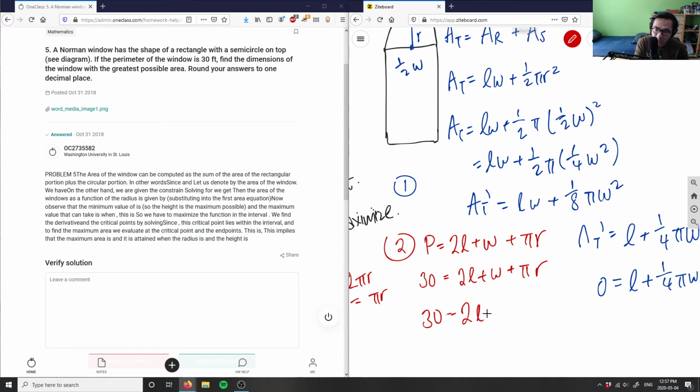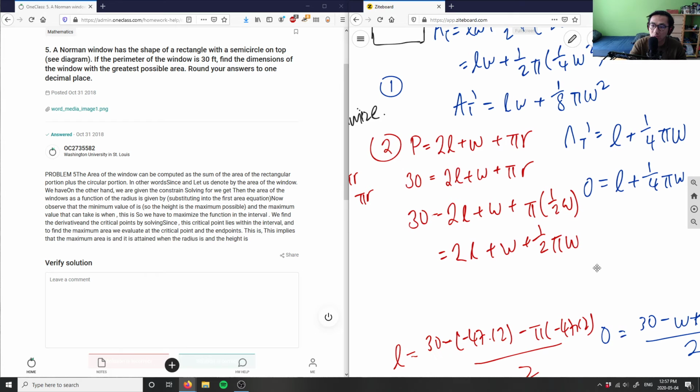30 here equals 2 length plus width plus pi, and we know that the radius now is actually half of w, right? So half of w here. So I can say that 2 length plus w plus half pi w here, and then this here now equals 30.